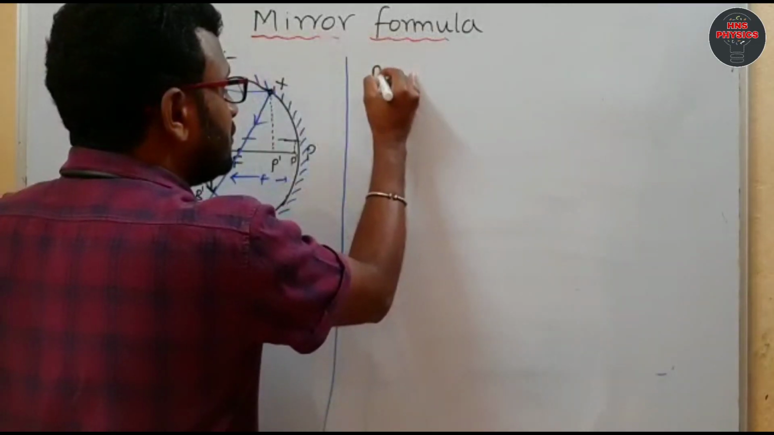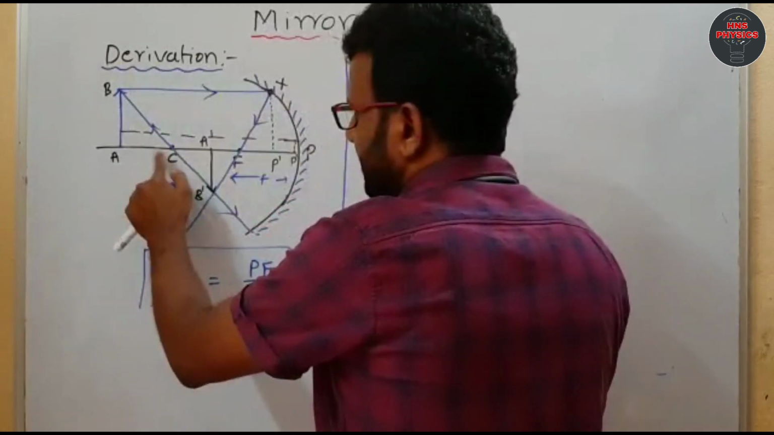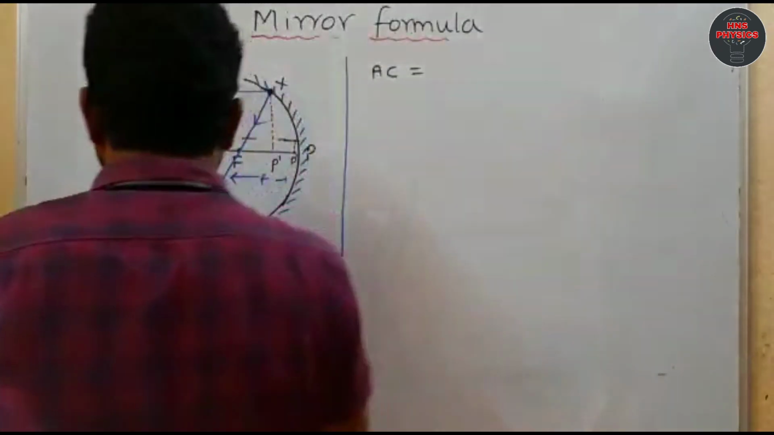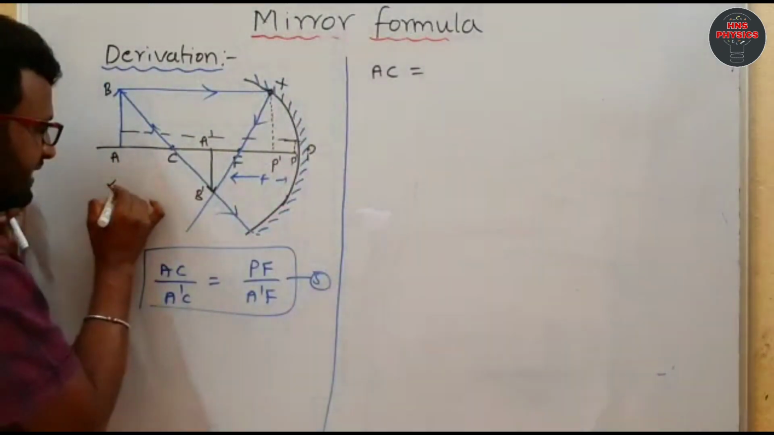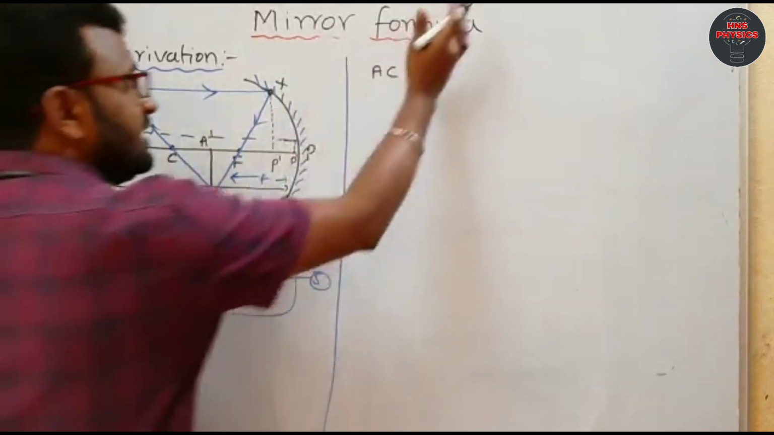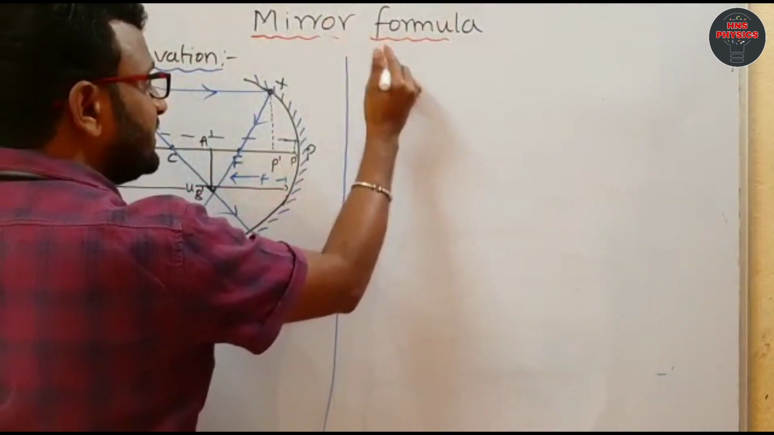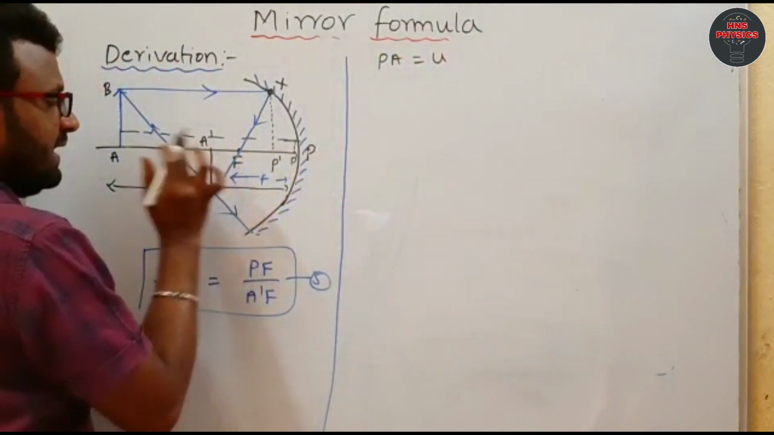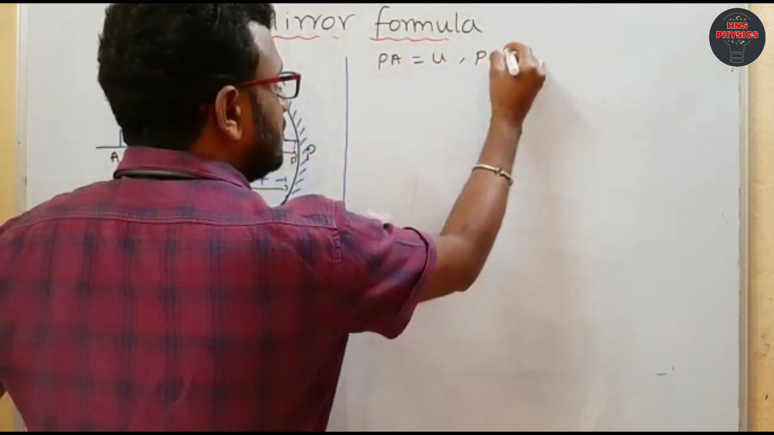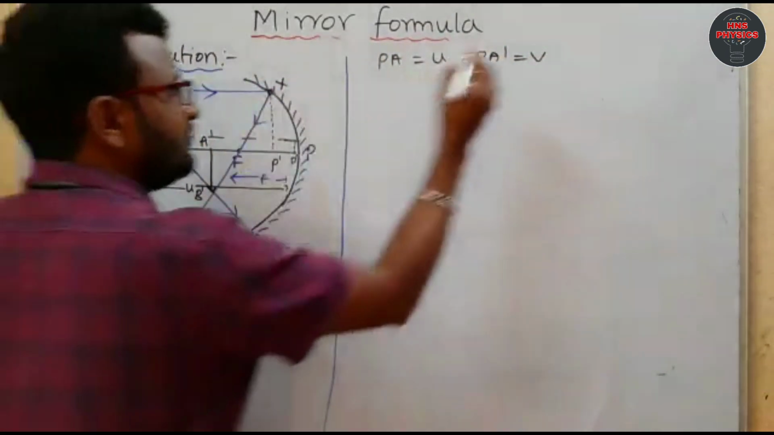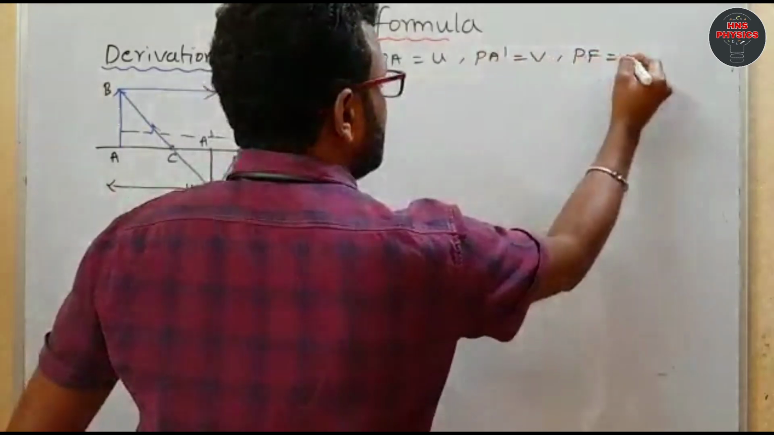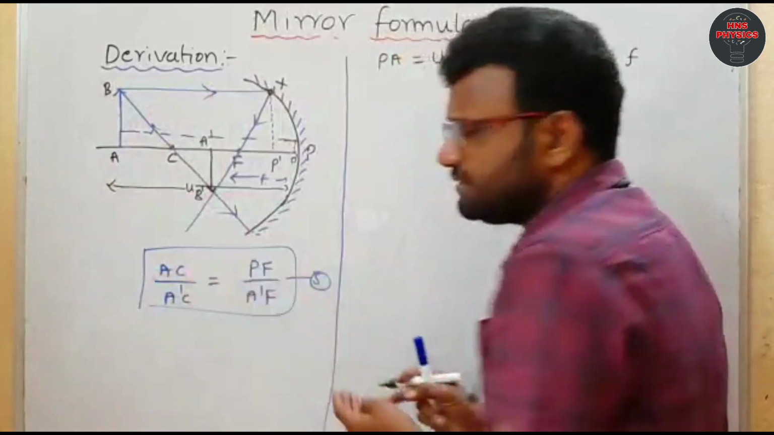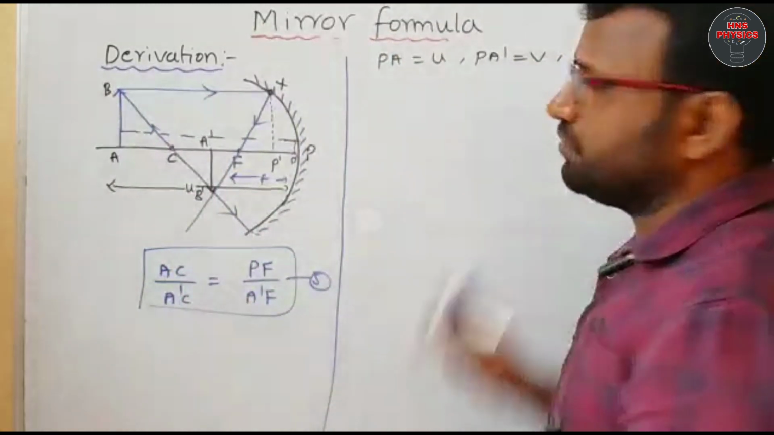So how can we write those unknown values? Here AC equal to, I am going to take PA. PA is nothing but the object distance. So here you know a few more values: PA is equal to object distance, PA' is equal to image distance, and PF is equal to focal length. So these are the known values. Now these are unknown values. These unknown values you can write in terms of known values, right?